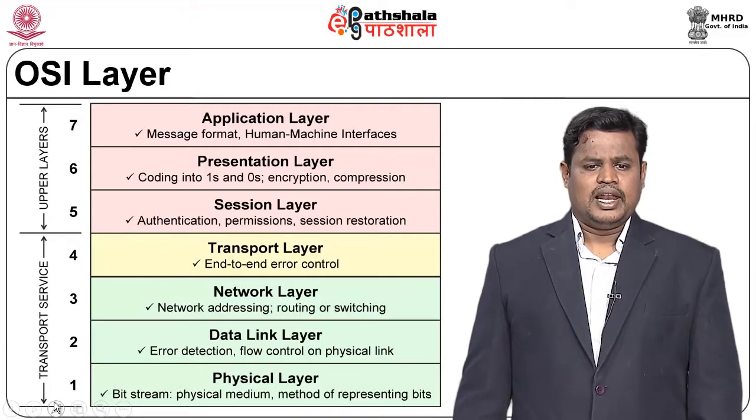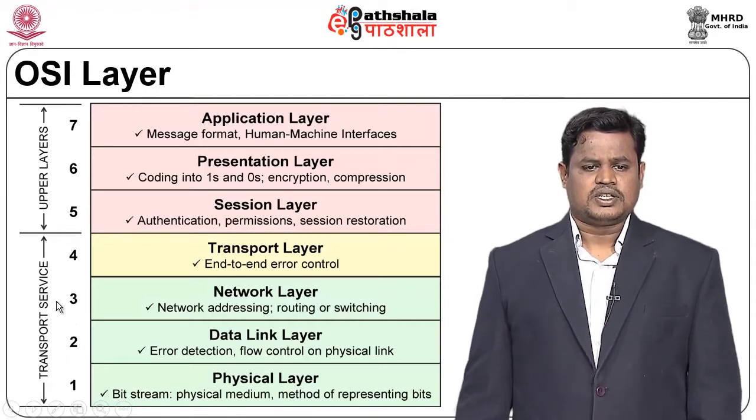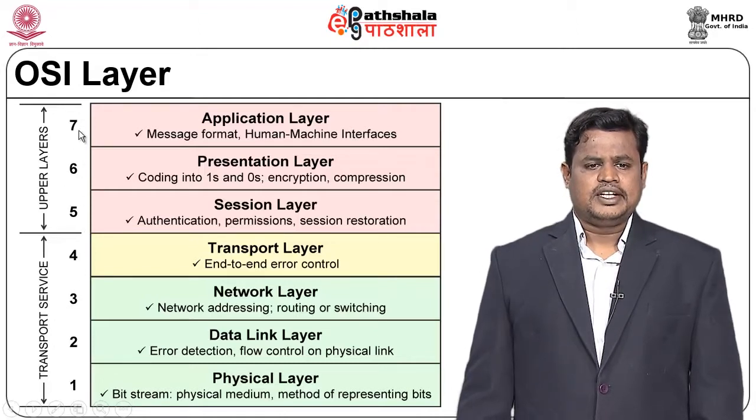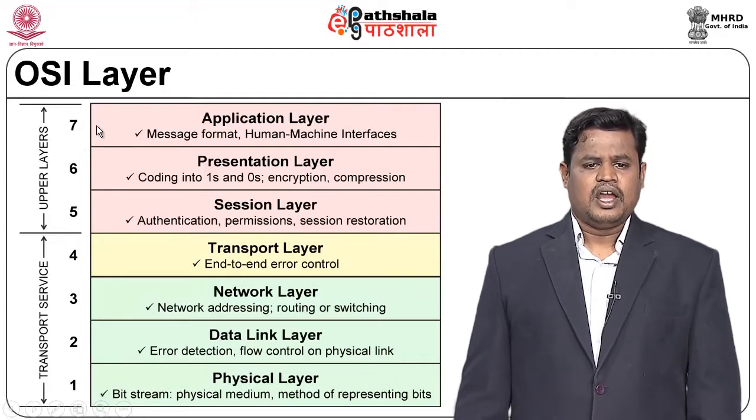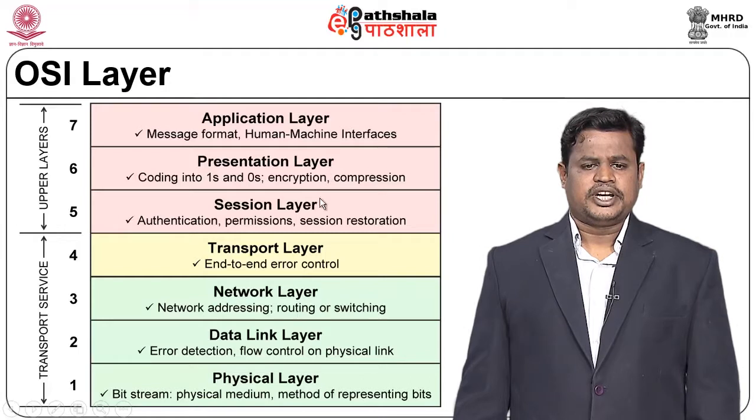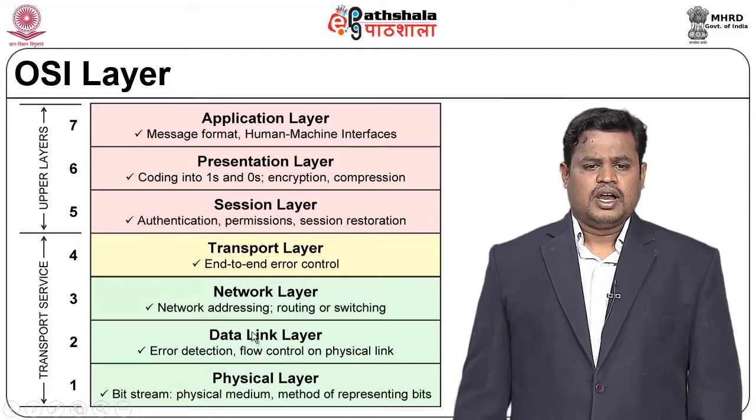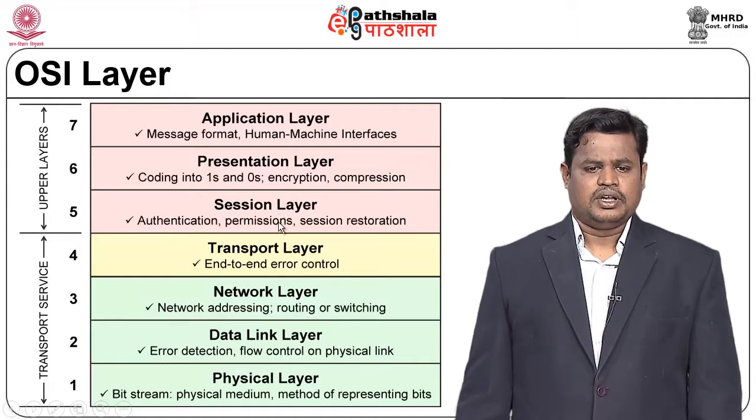So when you look at the layers, you can see that layers 1, 2, 3, 4 from the bottom represent the transport services, and 5, 6, 7 come under your upper layer services. In the TCP model, the 7th, 6th and 5th layers, all 3 put together, we call an application layer. That is in the case of your TCP/IP model. But now, as highlighted here, we have some green, yellow and pink colors. These are the major areas where we are going to understand the importance of security.